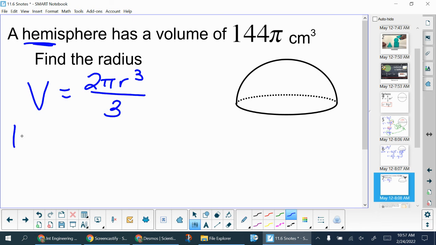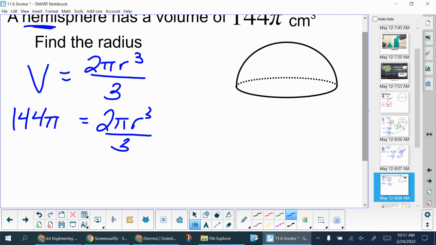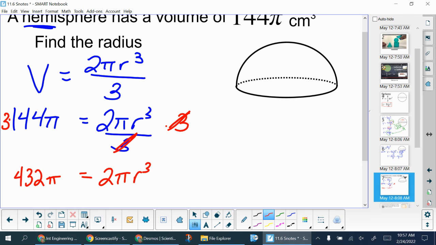What I know is the volume is 144 pi equals 2 pi r cubed over 3. When I go to solve this equation, I'm working backwards here. I'm seeing this divided by 3, so I'm going to multiply by 3 on both sides. That times 3 and that divided by 3 are going to cancel each other out. I get 432 pi equals 2 pi r cubed.